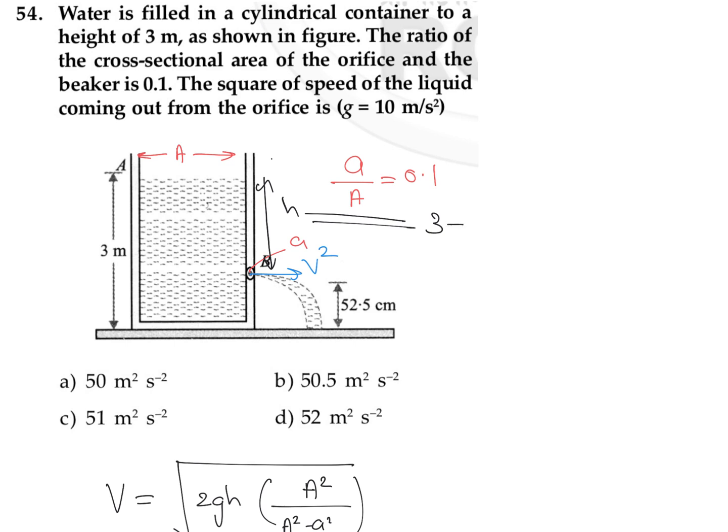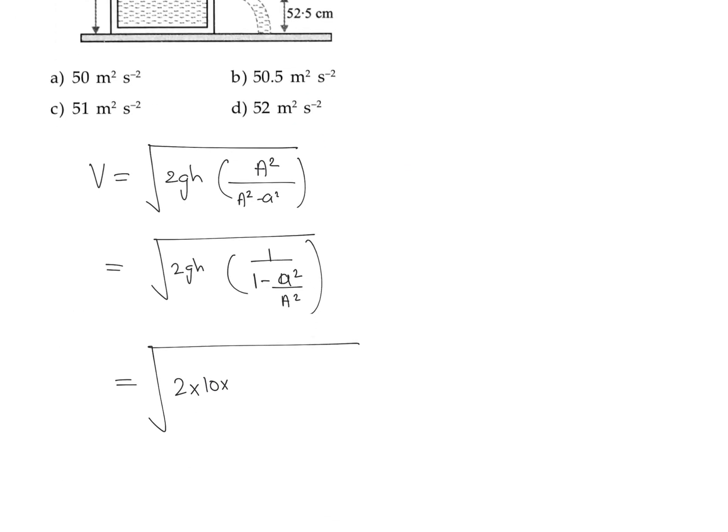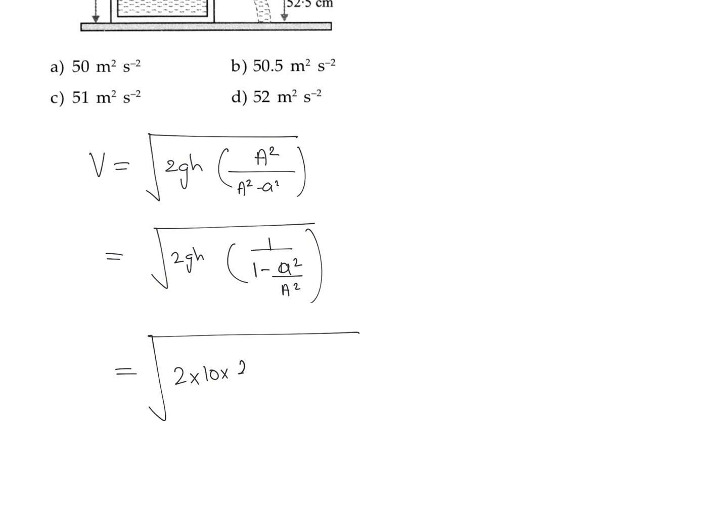52.5 centimeters. So this is 3 minus 0.525, which we get as around 2.475. So instead of h we can put this value, 2.475, into the value of 1 divided by 1 minus a square by A square, where the value of a by A is given as 0.1. So it is going to be the square of 0.1, which is 0.01.